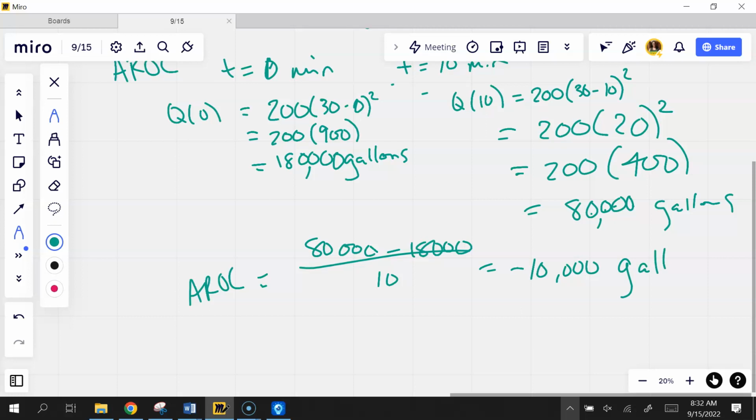Negative. Yes, because if I started with 80,000, this would be negative. Yes or no? See the difference there? See how my average rate of change is different than my instantaneous rate of change? They're not so far off that it's unbelievable, but they are different. All right, what else?